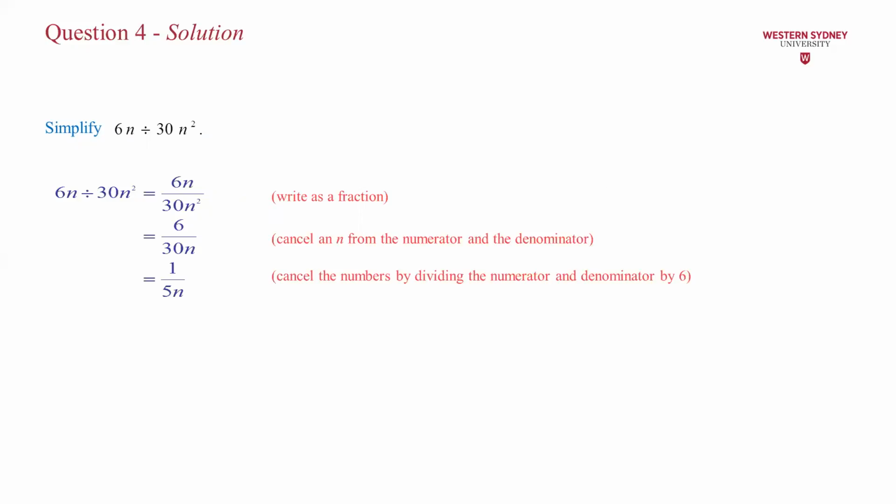Question 4 solution. Again, write it as a fraction. So we have 6n over 30n squared. Cancelling an n on the top and the bottom gives us 6 over 30n. Dividing 6 by 6 and 30 by 6 gives us 1 over 5n, which is our answer.